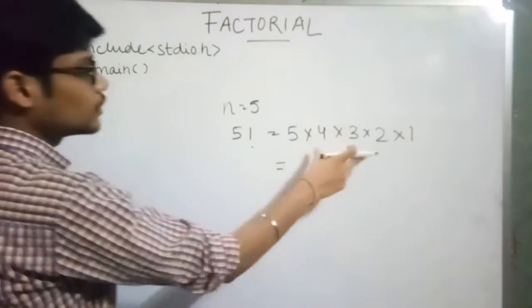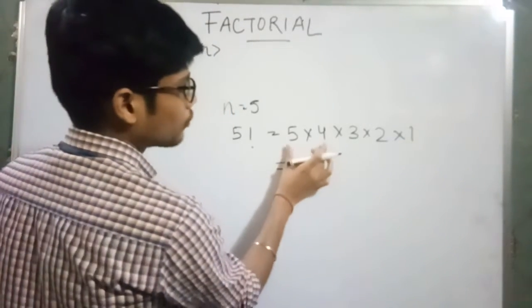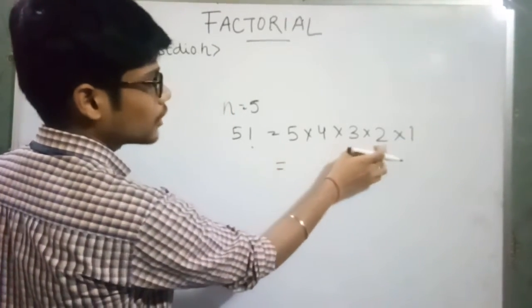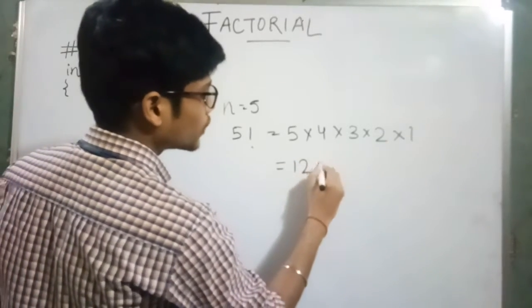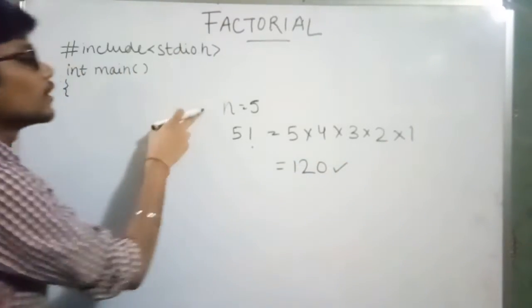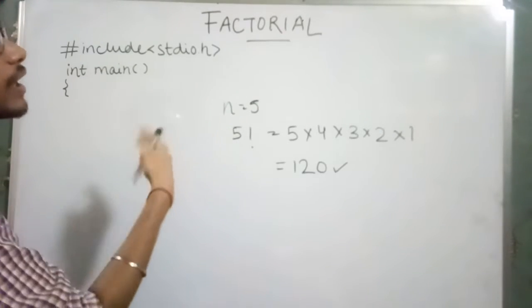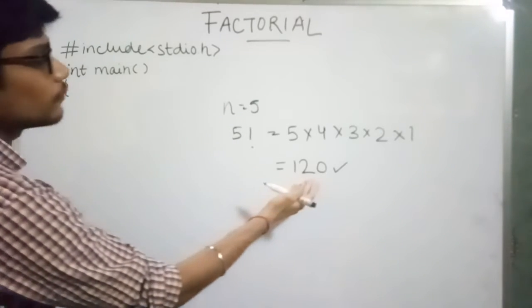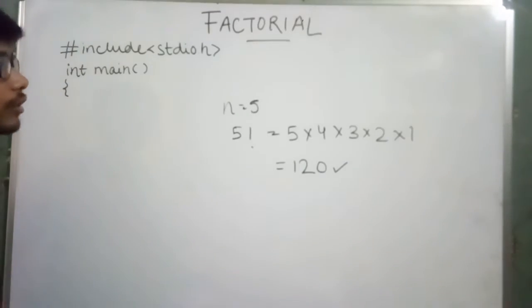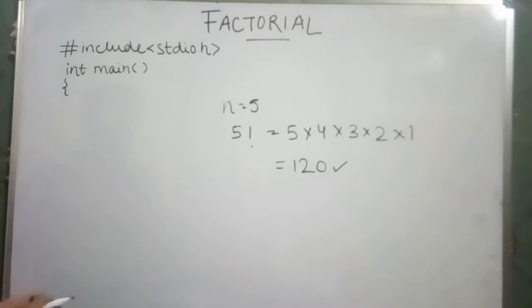So the product of these you will get as 5 times 4 is 20, 20 times 3 is 60, then 120. So you should get the answer as 120 when you write a program for 5 factorial. So like that, n could be any value in our program, and accordingly we have to get the output using this code.